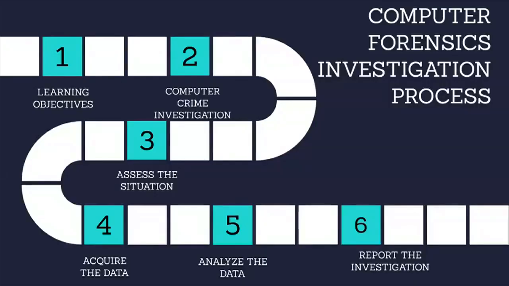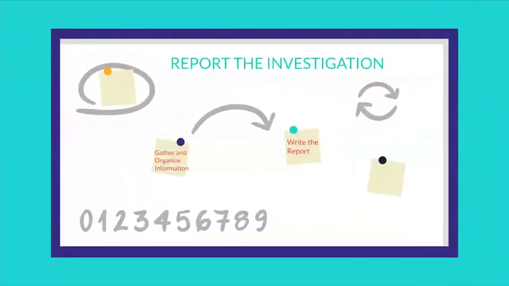The fourth phase of the computer investigation model is report the investigation. This phase discusses how to organize the information that you gather and the documentation that you create throughout the computer investigation, as well as how to write a final report. Use the two-step process as shown on the screen.